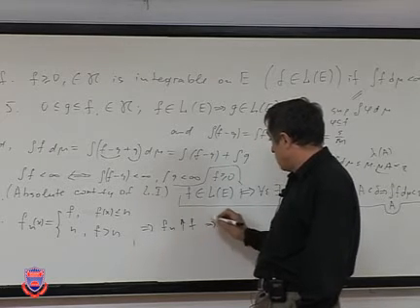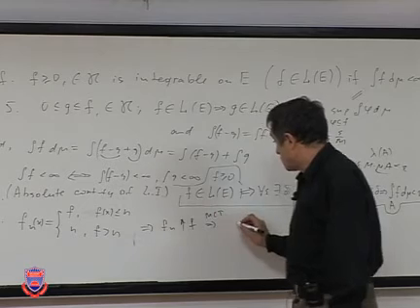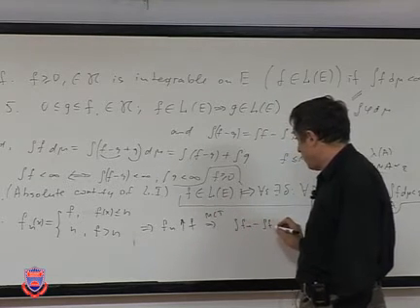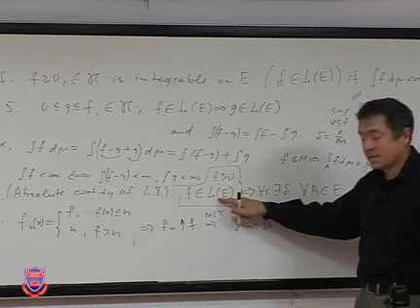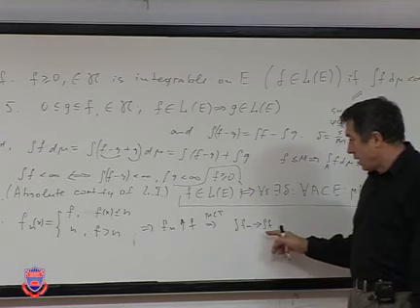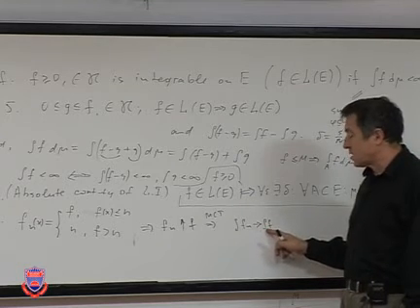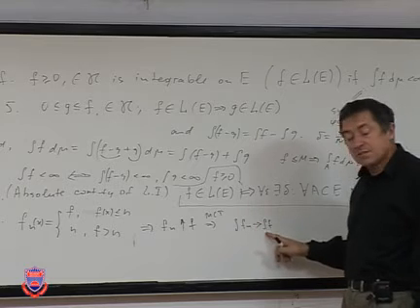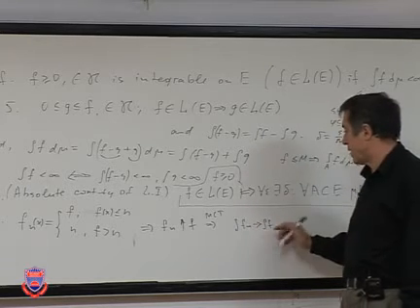Now, therefore, what do we have? We have the monotone convergence theorem: the integral of fn converges to the integral of f, and here convergence is important. And in general, if the integral is infinity, it also goes to infinity, and that's all. But now this integral is finite.